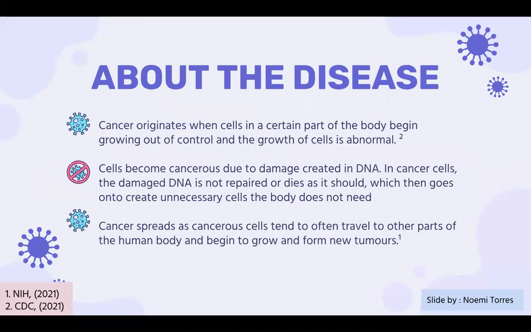About the disease. Cancer originates when the cells in a certain part of the body begin to grow out of control and the growth of the cell is abnormal. Cells become cancerous due to damage created in the DNA. Once the DNA is damaged, it cannot be repaired and it dies, which then goes on to create unnecessary cells that the body does not need. Cancer spreads as cancerous cells tend to often travel to other parts of the human body and begin to grow and form new tumors.